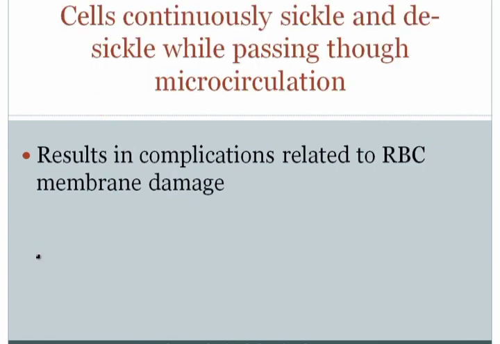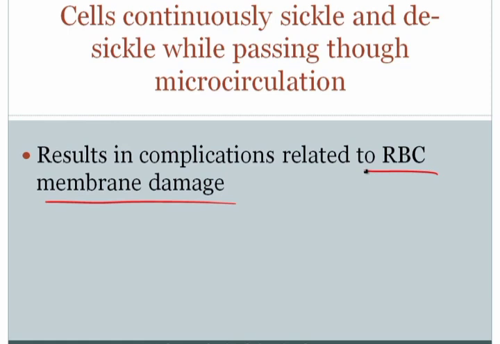Now, when blood cells with hemoglobin S go through the circulation, they will actually sickle. Every time when oxygen is removed, the cells sickle. And then they quickly desickle. Then they sickle and desickle and sickle and desickle every time they run through the microcirculation. And this then is going to result in one of the important complications of sickle cell anemia, which is that there's going to be membrane damage to the red blood cell. So imagine that if every time the cell sickles, the crystals are pricking away at the membrane, then over time that's going to result in membrane damage to the red blood cell.